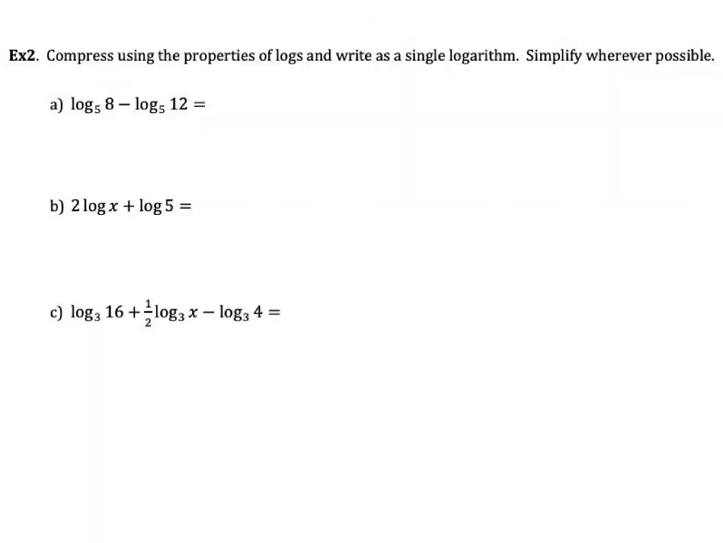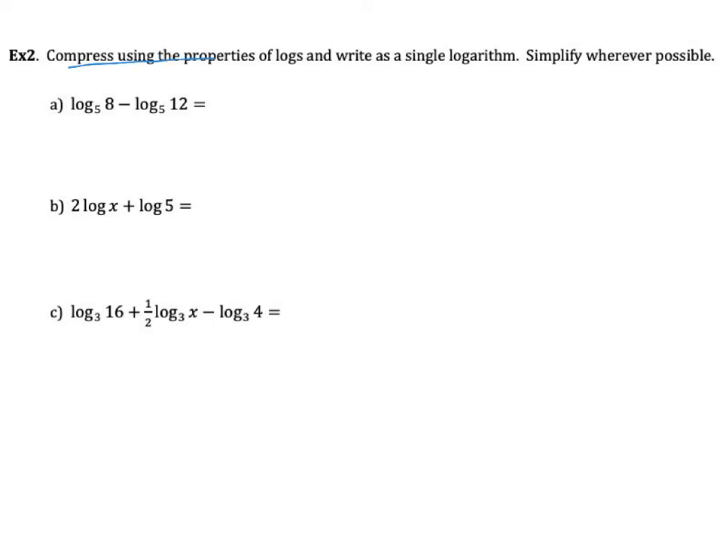And finally, we're going to do the reverse of what we just did. Instead of expanding, we're going to compress. So let's do the first one together, or you can pause right now and try it on your own. I'll do A and B like I did last time, and then you can pause and do letter C on your own and check your work when you're done.